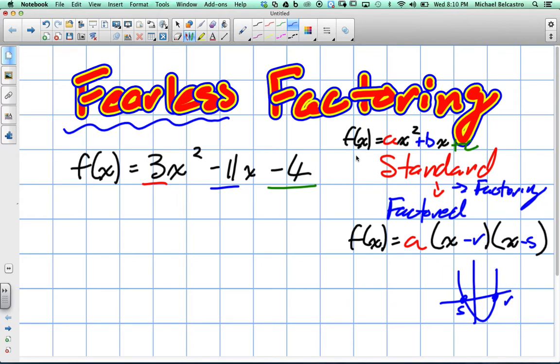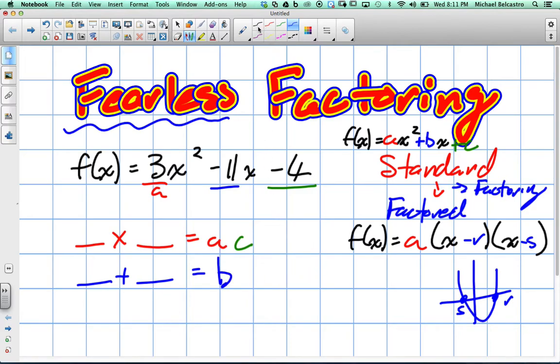So, fearless factoring. The first thing you're going to do is find two numbers that multiply to our a times c. So think of it like this: we need two numbers that multiply to our a term times our c term, and those same two numbers need to add up to what our b term is. Very similar to many other styles of factoring.